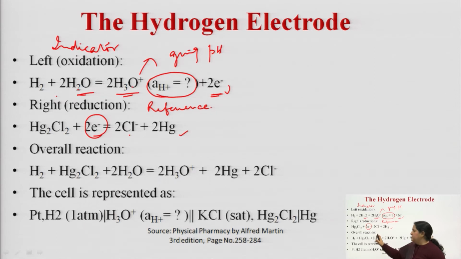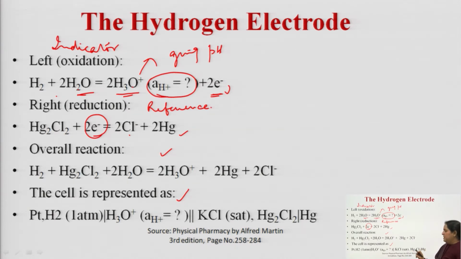The overall cell reaction comprising the 2 electrodes, one is the indicator electrode, that is the hydrogen electrode in this case, and another one is the reference electrode, that is the mercury chloride electrode. So, the overall reaction can be written as H2 plus Hg2Cl2 plus 2 H2O gives 2 hydronium ions plus 2 Hg plus 2 Cl minus. This was the cell reaction, and now the representation of the cell.